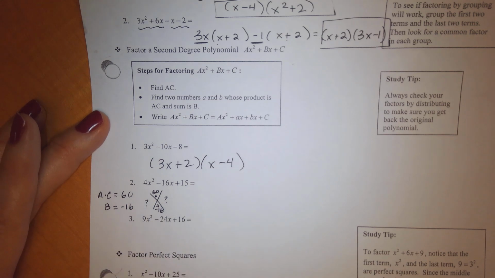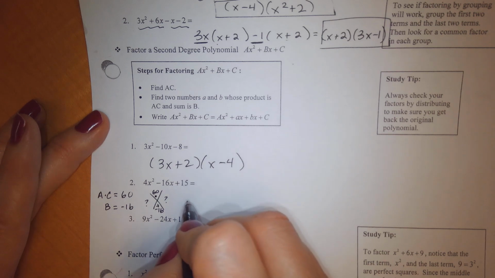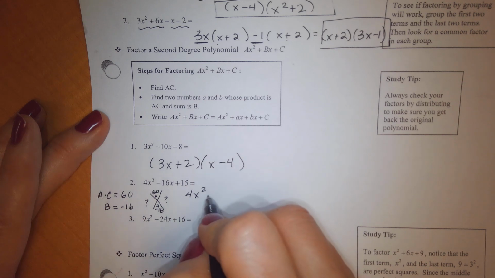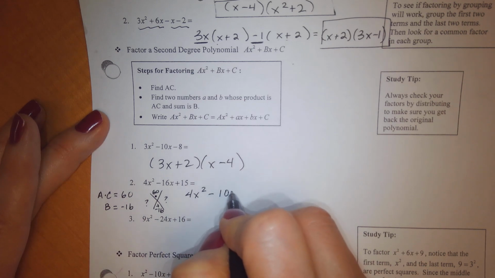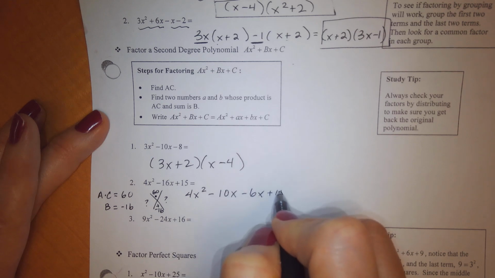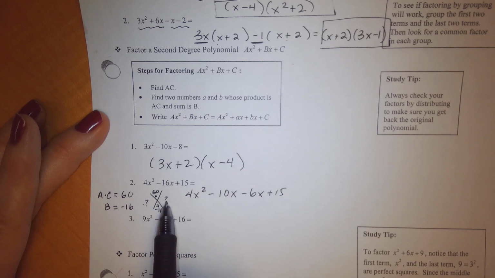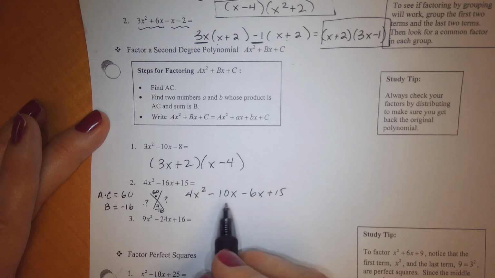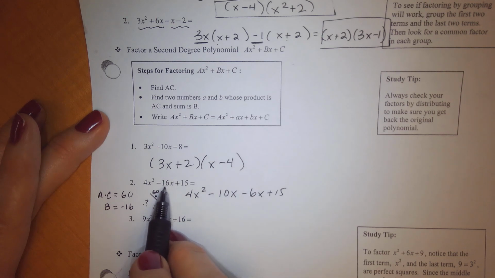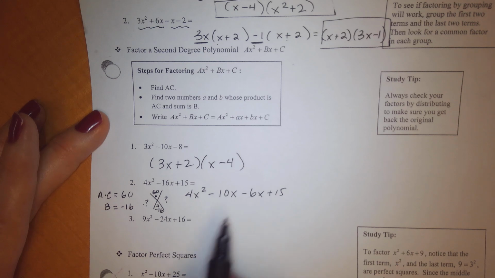Sometimes this takes quite a bit of thought, and you have to go through a couple different numbers till you find them. But I already found the two numbers because I went through my calculator, and I found that the two numbers that will work are going to be negative 10 and negative 6. Negative 10 times negative 6 is positive 60. Negative 10 plus negative 6 is negative 16. So these are the two numbers I'm going to use. So I'm splitting negative 16 up into negative 10 and negative 6.